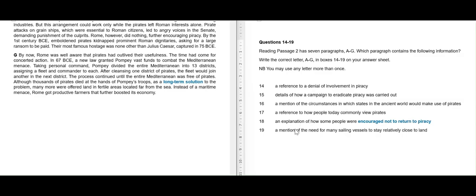Question 18. An explanation of how some people were encouraged not to return to piracy. Now, the keywords here are encouraged and not to return to piracy. When you encourage someone, you provide or offer him help or a solution. You can find these synonyms in the last paragraph G. Also, in the question, not to return to piracy means to reduce or finish piracy. And as we have discussed earlier as well, the paragraph G talks about the plan to finish piracy. Hence, the answer is paragraph G.